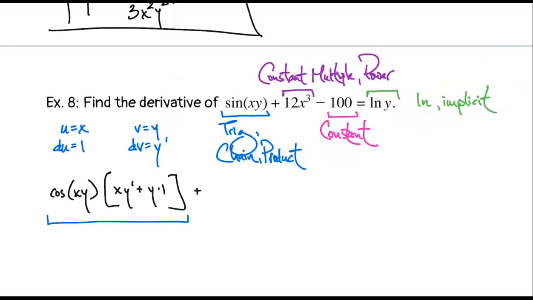Plus 12x cubed, if I take that derivative, 36x squared, minus 0, because that was the pink part. Now, what am I going to have on the right-hand side? That derivative of the natural log of y.